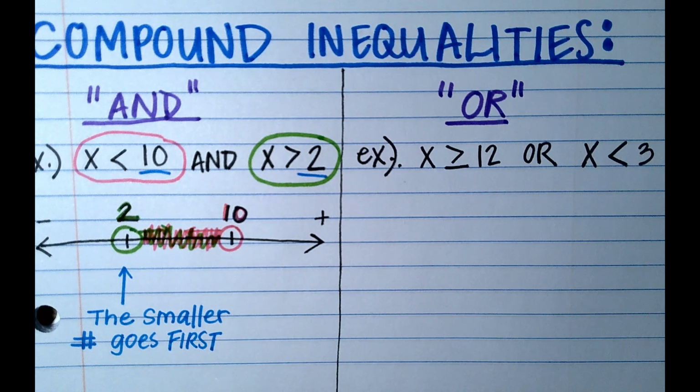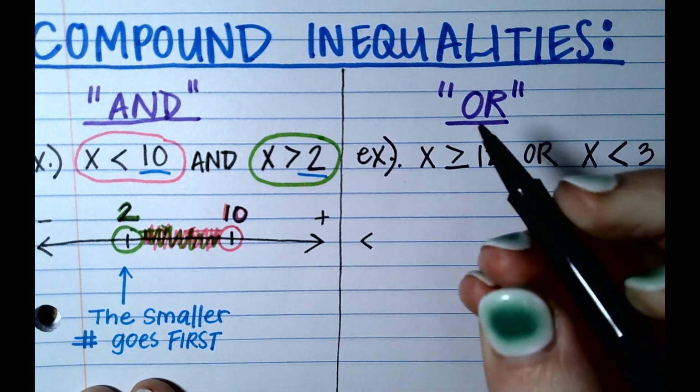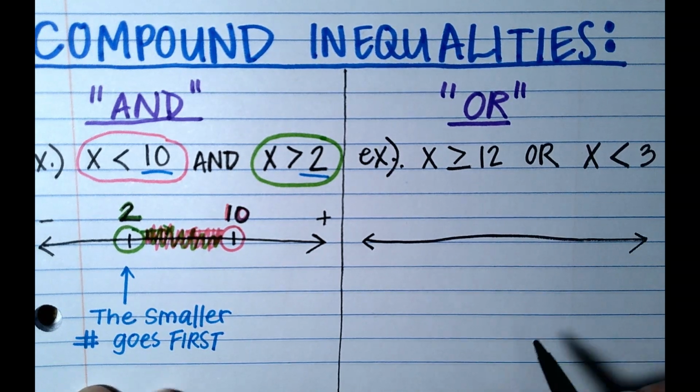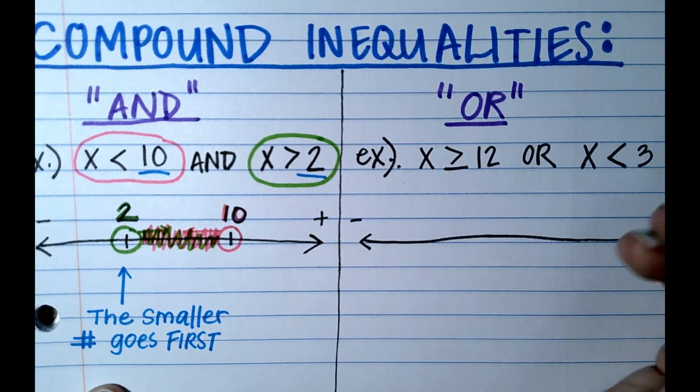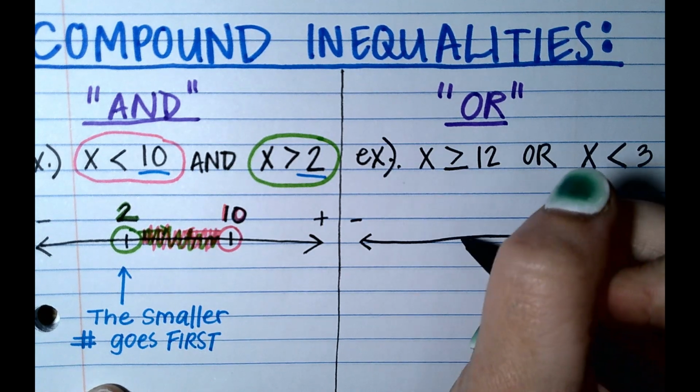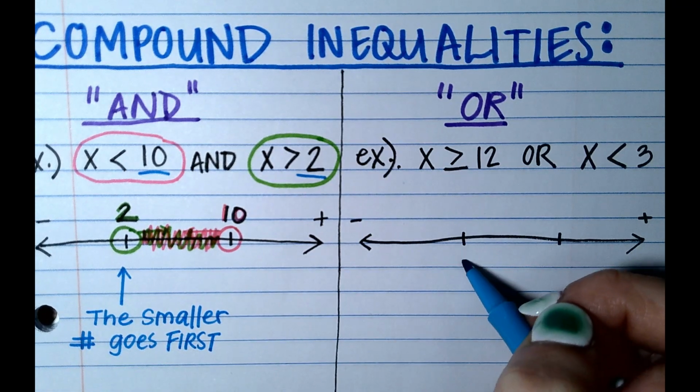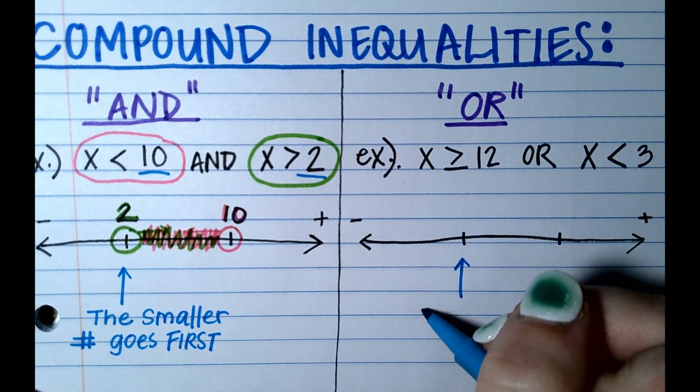Okay, so I will do the same thing. I'm going to draw a number line, a graph. Man, I'm really not good at drawing straight lines today. And we need 2 tick marks again because there are 2 values. And it's the same rule with which number goes first. We're still going to always put the smaller number first.